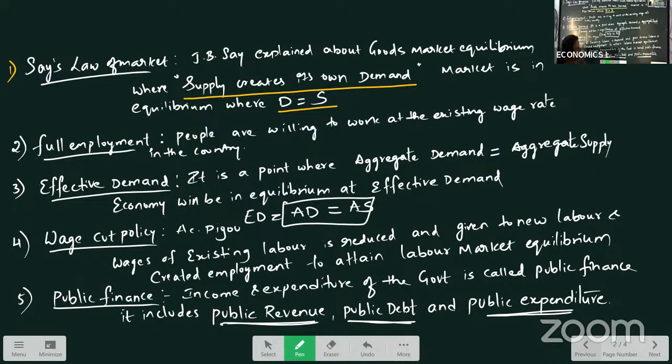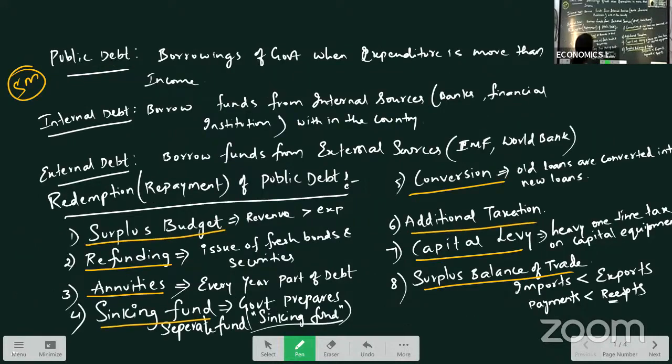These questions you prepare for your VSAQs. That is, now see what all questions we have done today. Debt, public revenue and public expenditure. Public revenue is the income received by the government. Public expenditure is expenditure done by the government on various economic activities. Debt, when expenditure is more than income, then they borrow funds. These borrowed funds are called as public debt.